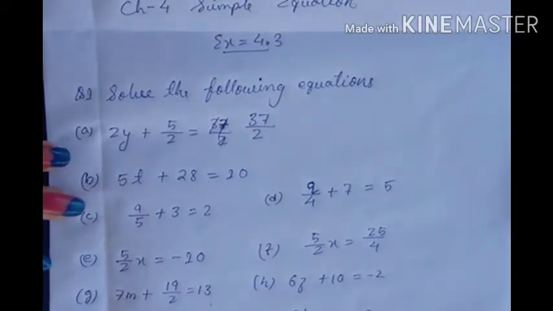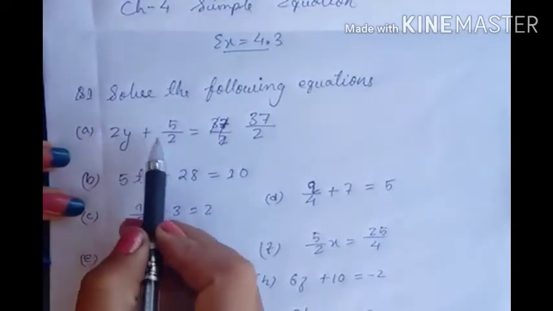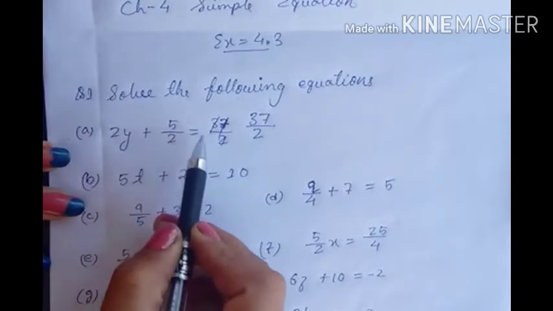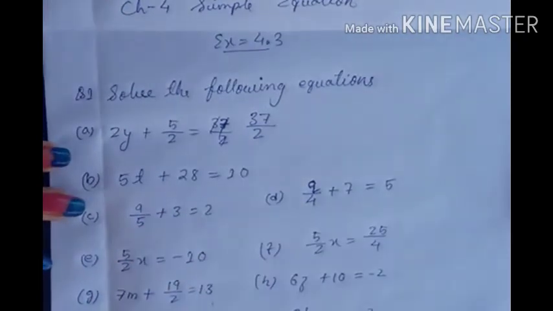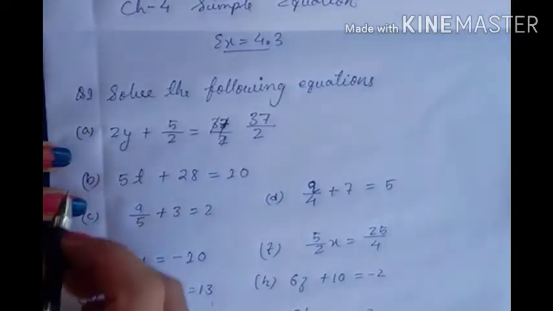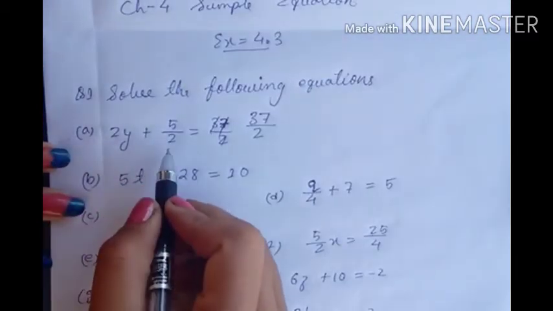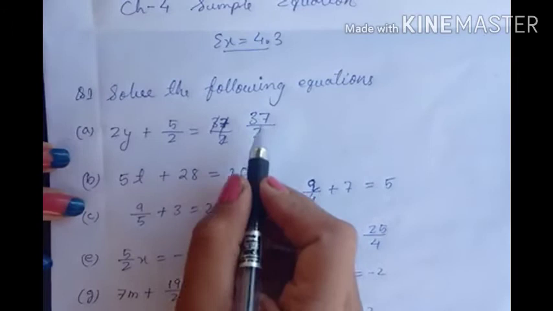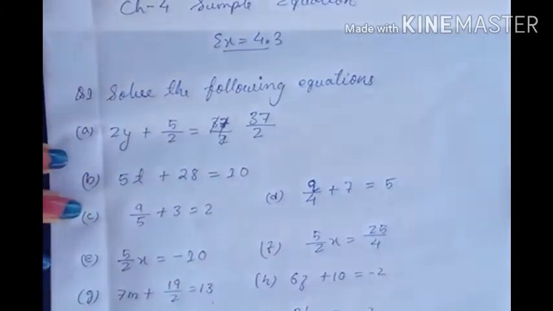What is an equation? Equality with some mathematical expression. You can see these are the mathematical expressions, and this is equal, the equality. This is called an equation. Without equal, it is not an equation. Now, 2y plus 5 upon 2 is equal to 37 upon 2. So we have to solve this equation now.